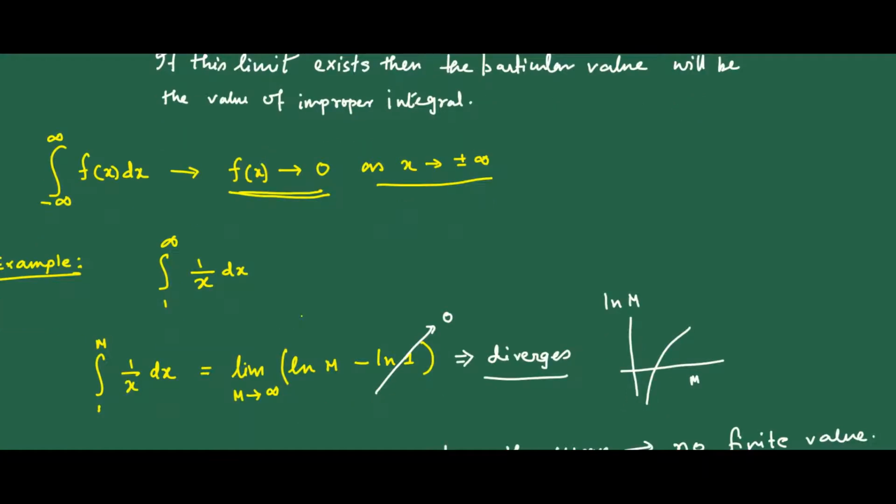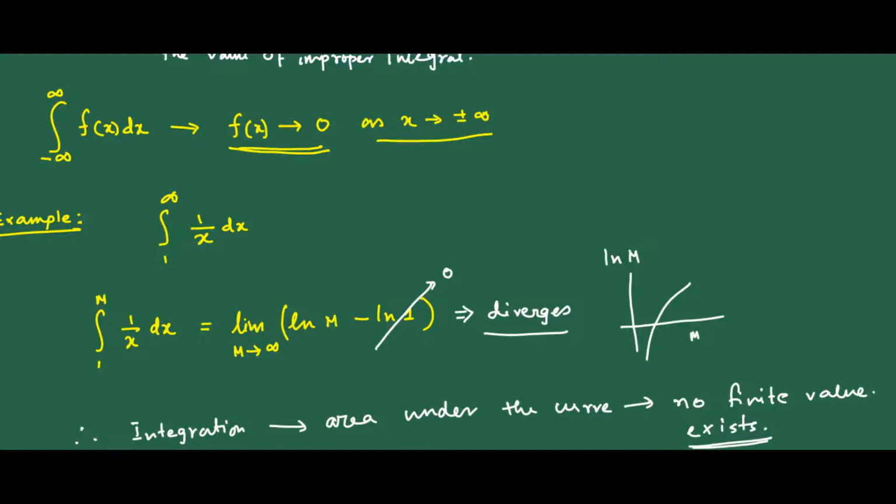examples of improper integrals. These are the examples. I want to integrate from 1 to infinity the function 1 over x dx, and I am making this a finite one, from 1 to m of 1 over x dx, and then take the limit as m tends to infinity.